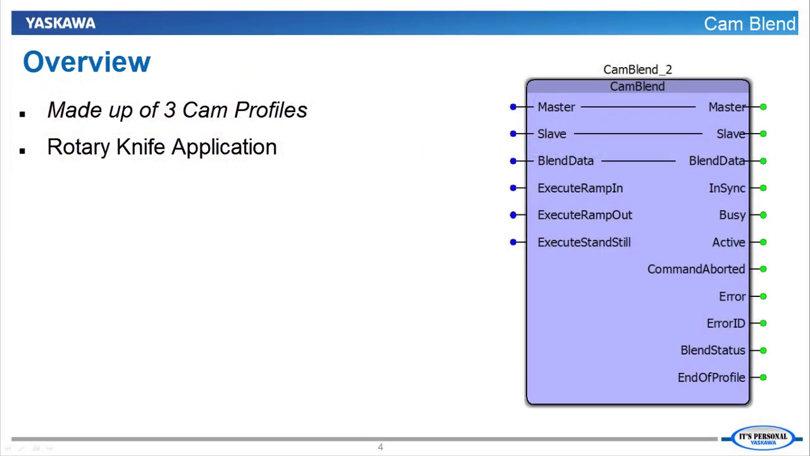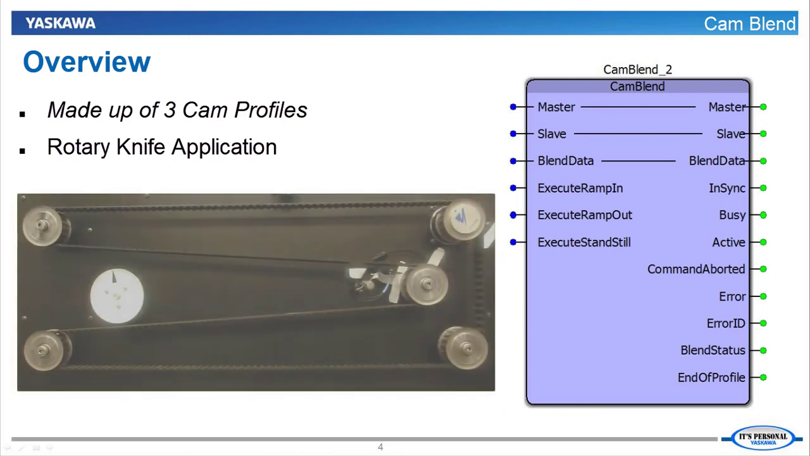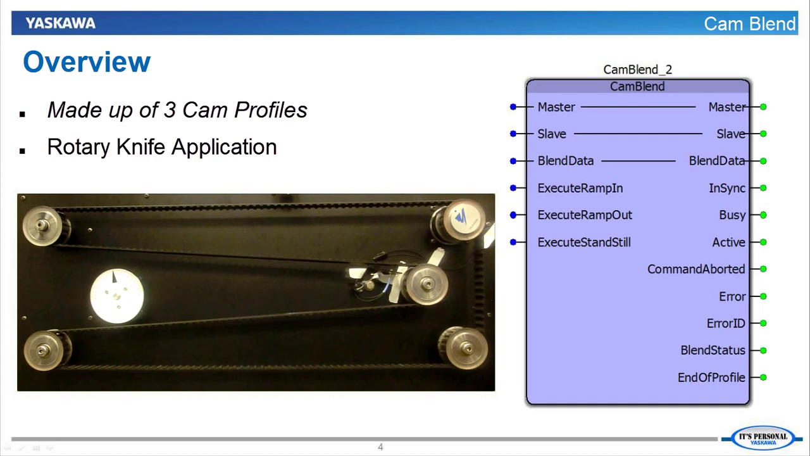Cam blend is a function block in Yaskawa's cam toolbox that allows three cam profiles to be linked together. Here is a demo that simulates a rotary knife that can be used to explain this function. The pulley on the upper right is the cam master, where the white wheel is the cam slave. For all examples to follow, I will consider the black arrow to be a knife, and the belt to be a web or film that is being cut by the knife.